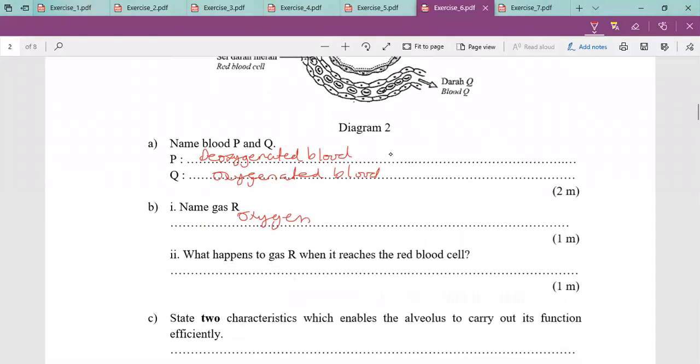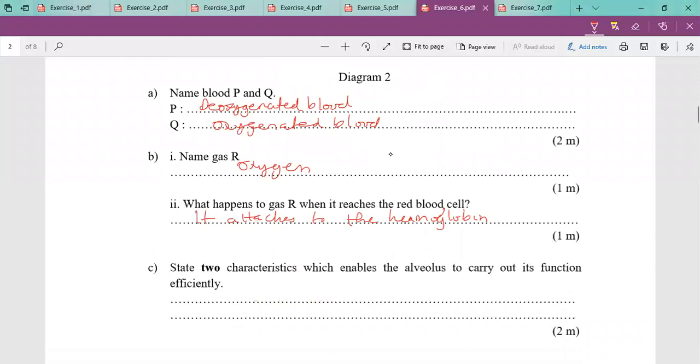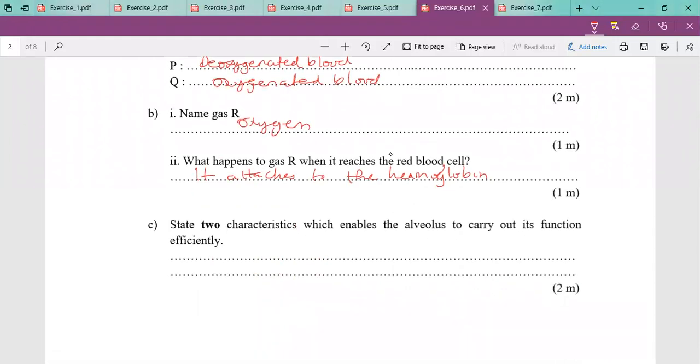When the gas R reaches the blood cell, it attaches to the hemoglobin on the red blood cell and is used for respiration. State characteristics that enable the alveolus to carry out its function efficiently. One, it has a large surface area. And two, it is one cell thick.